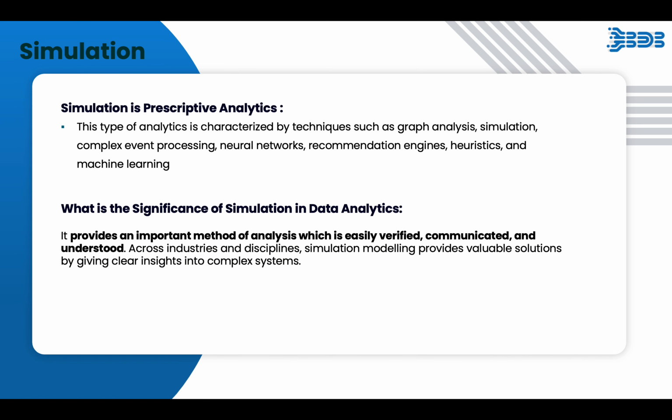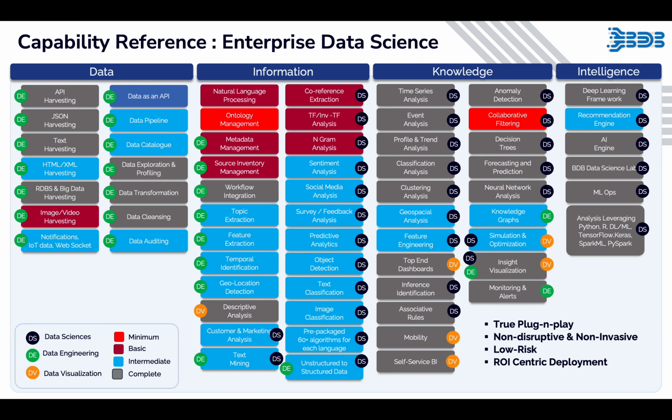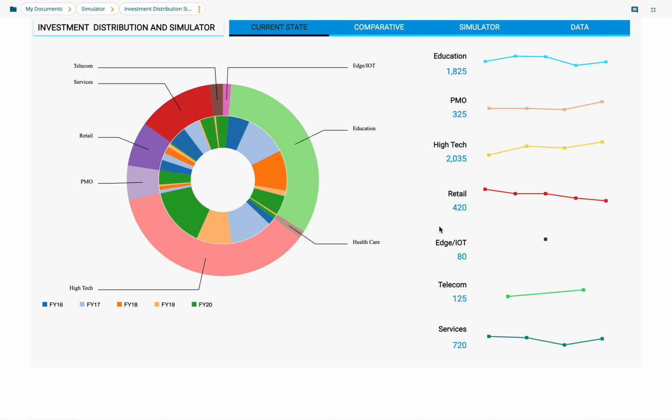Let's look at what simulation means. Simulation is, in a very rough manner, like prescriptive analytics. The significance of simulation in data analytics is that it can be used across industries and disciplines, where we can simulate models, communicate them and understand the whole equation behind the decisions. To do this, you need a very complex platform with very strong data science algorithms ingrained. And I will show you one very small example.